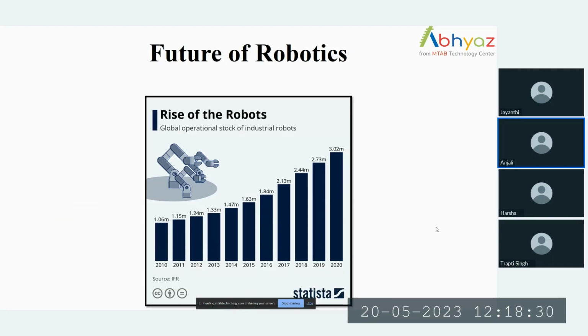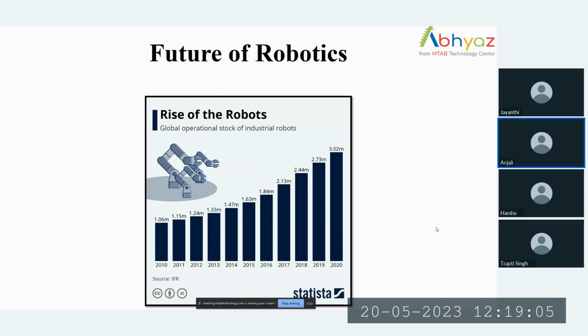The next thing is the future of robotics, how this industry is growing. Nowadays we can see robots used in manufacturing industries and also in the medical field. You can see the rise from 2010 to 2020, going from 1.06 million to 3.02 million. The successful application of industrial robots, their reliability and availability, and the active implementation of the Industry 4.0 concept have stimulated growing interest in robot optimization.